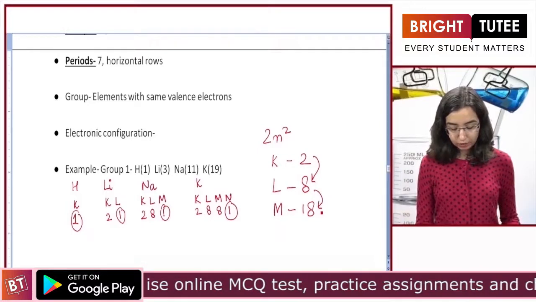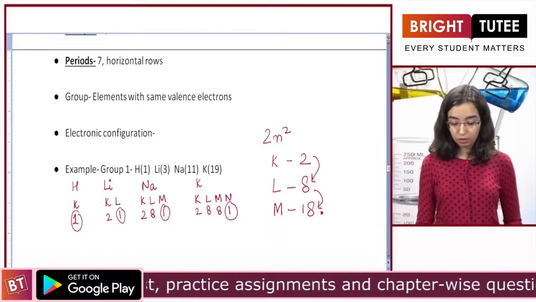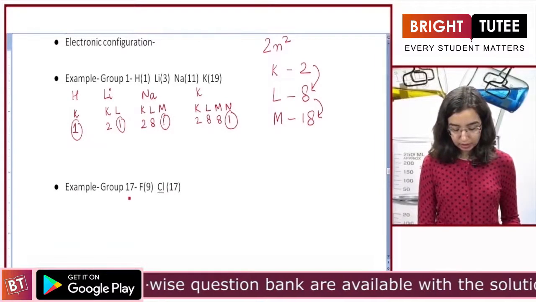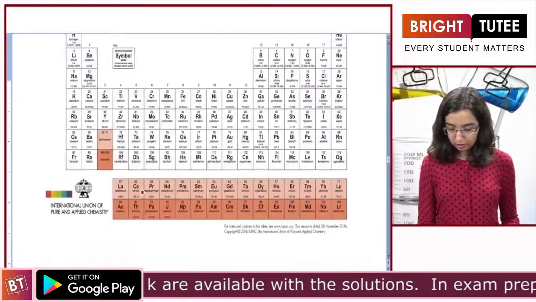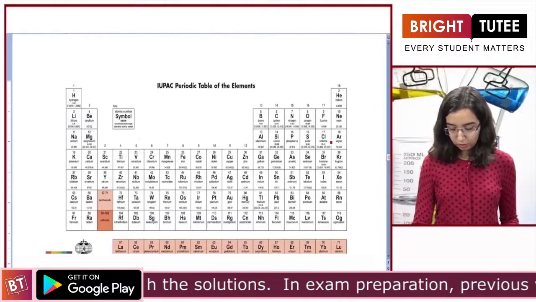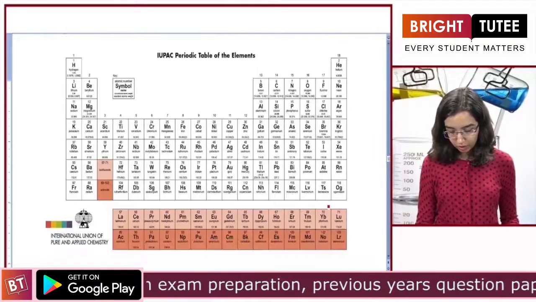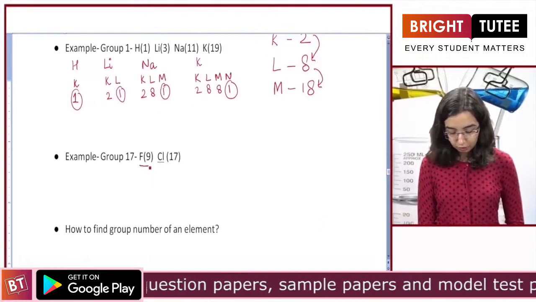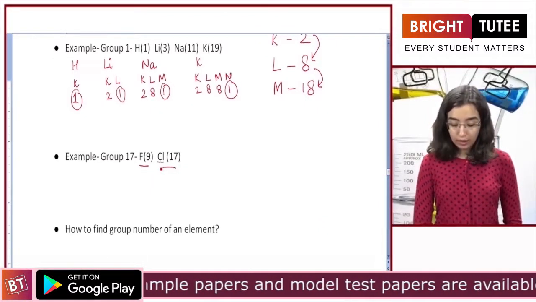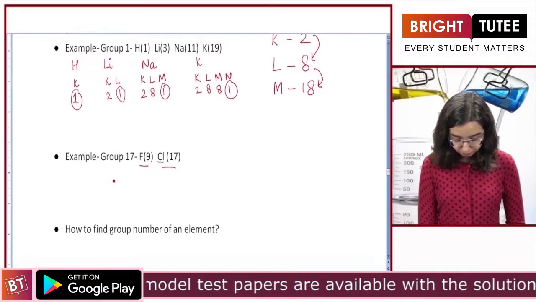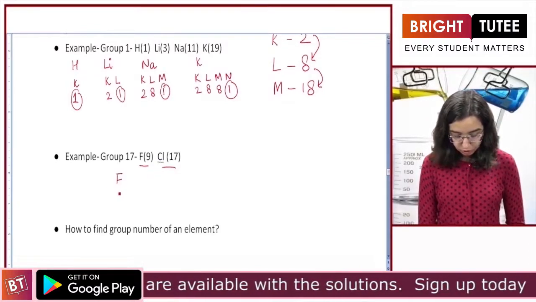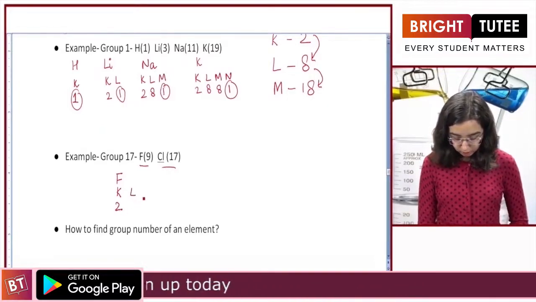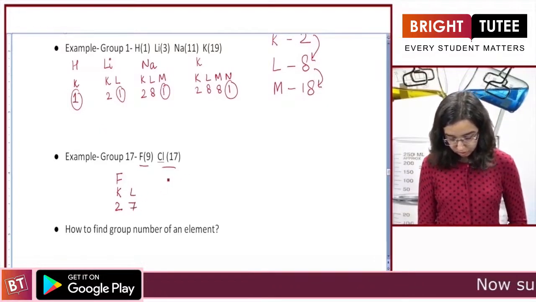Okay, so now that you've understood how elements are put into different groups, let's move on to another example and take up group 17. Group 17 is here. It has fluorine, chlorine, bromine, iodine, etc. I've taken up two elements, fluorine and chlorine. Fluorine has atomic number 9, which means it has K shell and L shell. K shell has 2 electrons. When you subtract 2, you get 7.